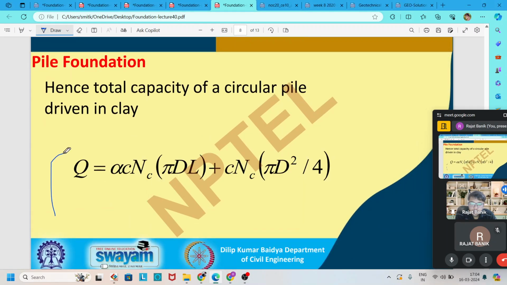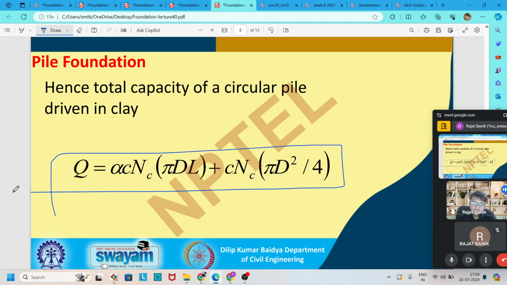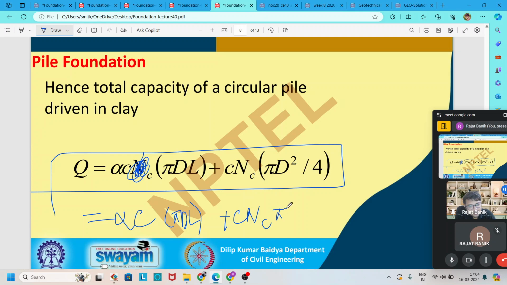Now the total formula, total ultimate load for clay soil is alpha C. Here Nc is not there, so you can say that a little modification is there. Alpha C pi d L, where pi d L is nothing but the surface area of the pile, plus C Nc pi by 4 d square, where pi by 4 d square is the cross sectional area of the pile.